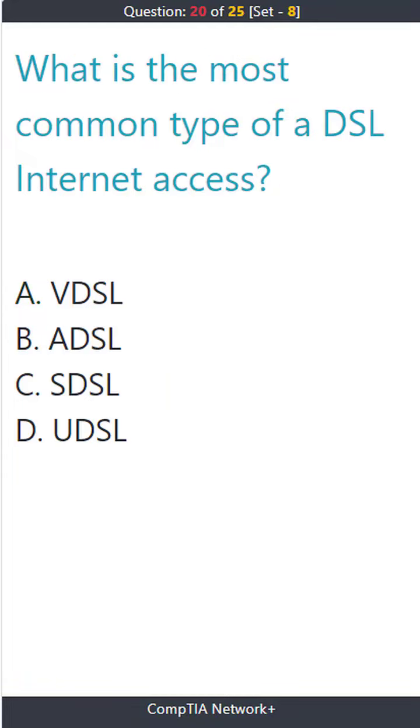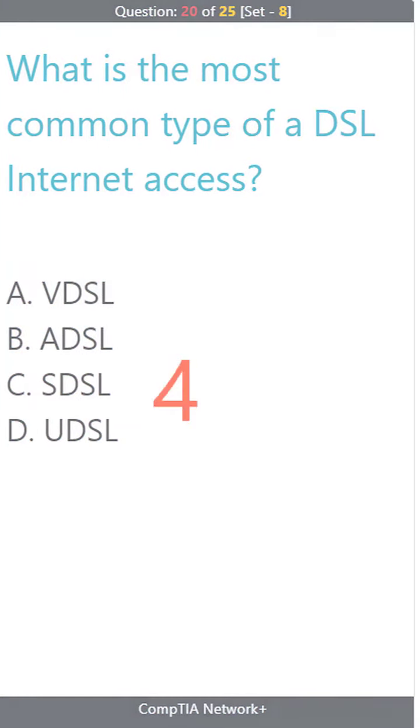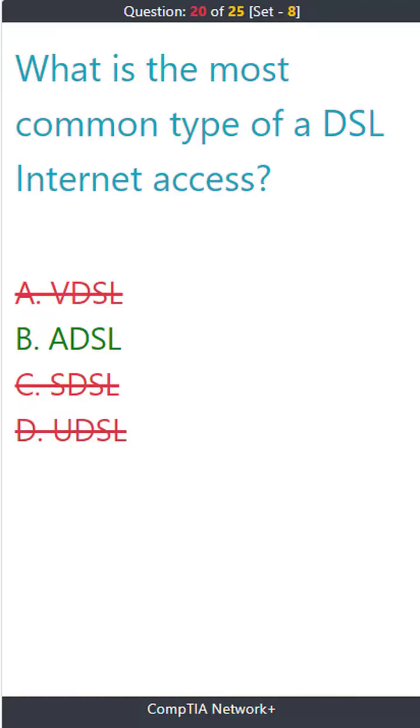Question 20. What is the most common type of a DSL internet access? A. VDSL. B. ADSL. C. SDSL. D. UDSL. The correct answer is B. ADSL.